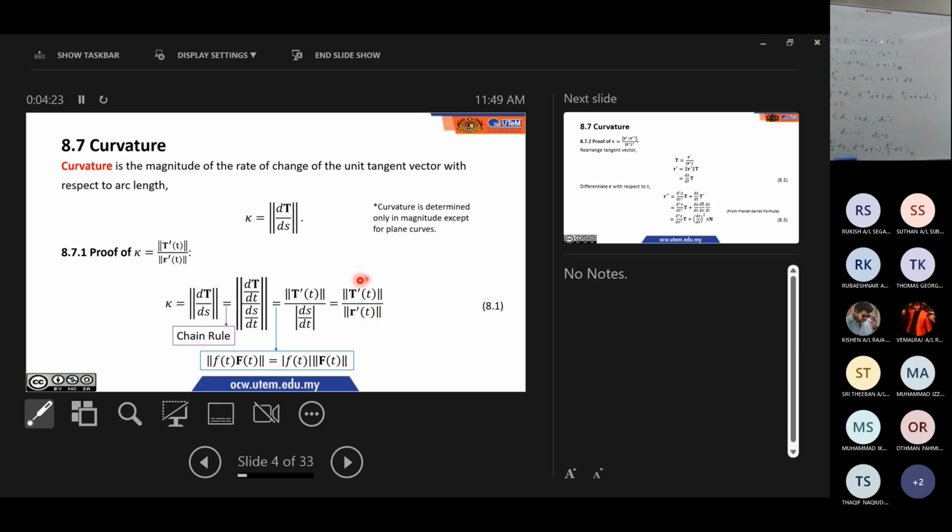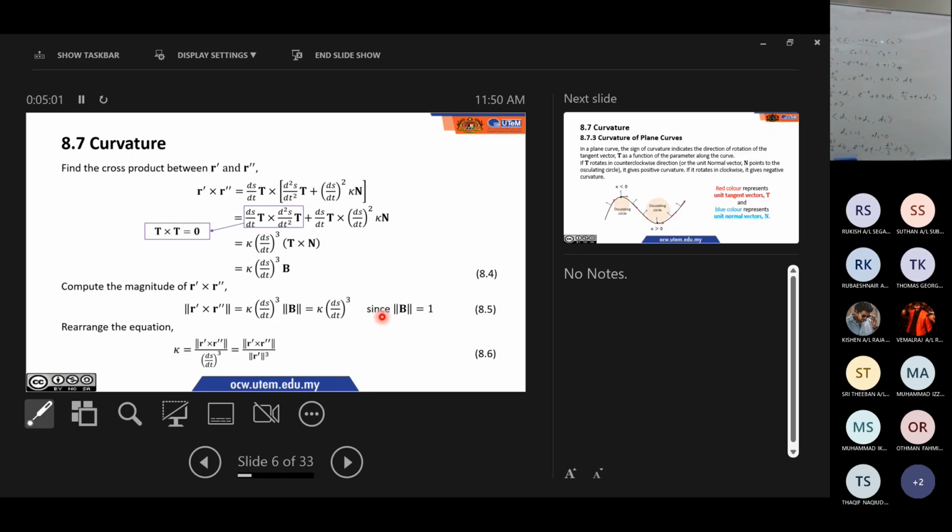So if you look at the formula, if you are given r(t), you have to compute r prime, the magnitude of r prime. You have to compute T, then only you can get T prime, and then the magnitude of T prime. So you have to do it step by step. You are given r(t), so you find r prime, magnitude of r prime, then T prime, magnitude of T prime. Then only you get kappa, the curvature.